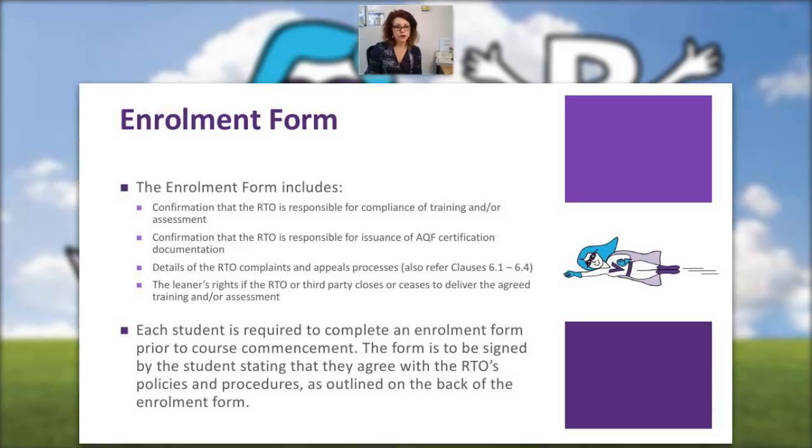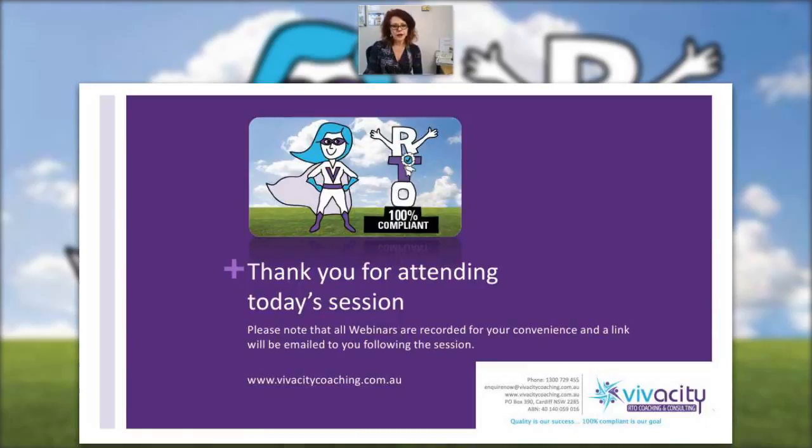Each student is required to complete an enrolment form prior to commencement, and the form must be signed by the student stating that they agree to the RTO's policies and procedures. Now, I've had occasion where I've had a student who didn't have the language and literacy skills to actually complete the enrolment form. So we had someone to support them where someone read the enrolment form to them and then confirmed that they actually understood their rights and responsibilities. So there's lots of different ways around if there are disabilities or anything like that.